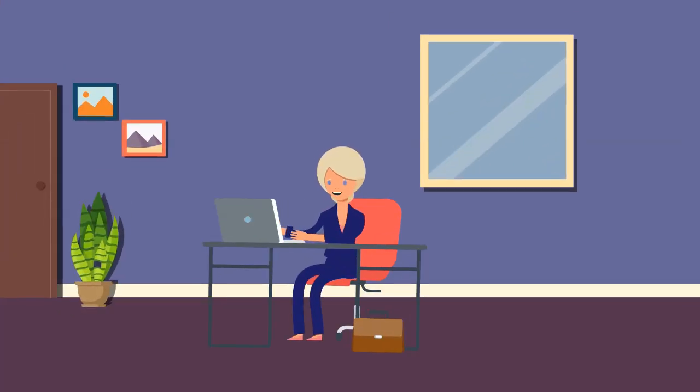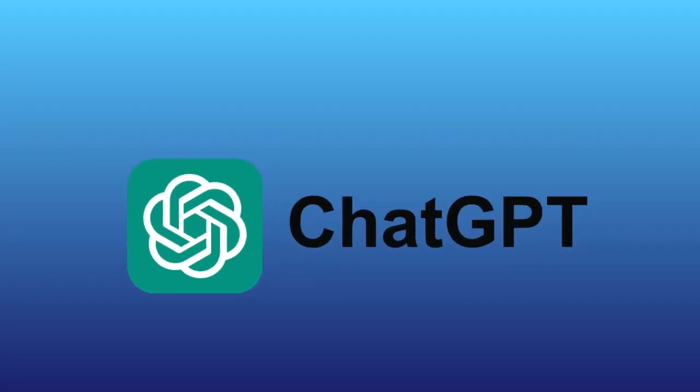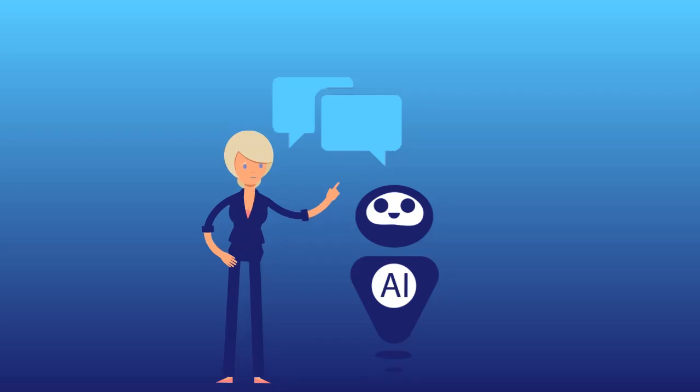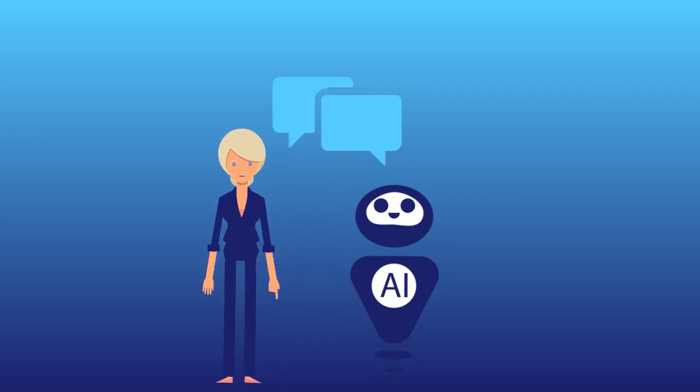Imagine if you could have a conversation with a machine that understands and responds just like a human. That's the magic of ChatGPT, an advanced language model developed by OpenAI. But how does it work? Let's start at the beginning.